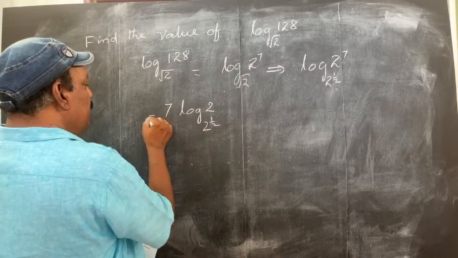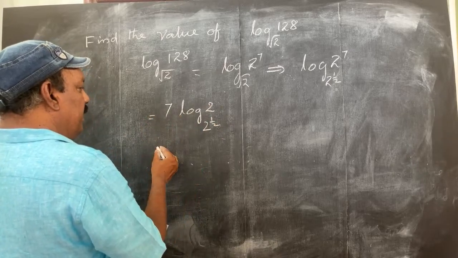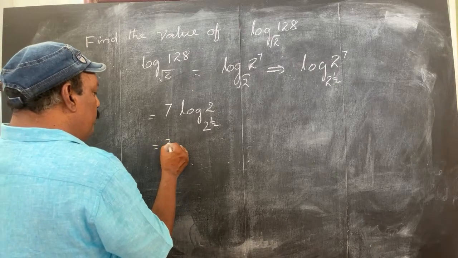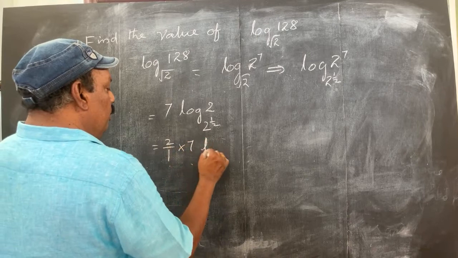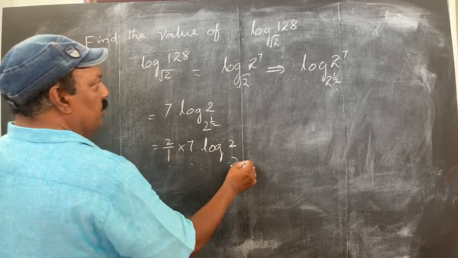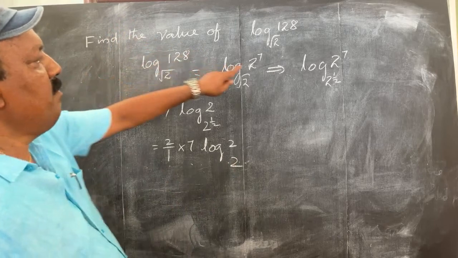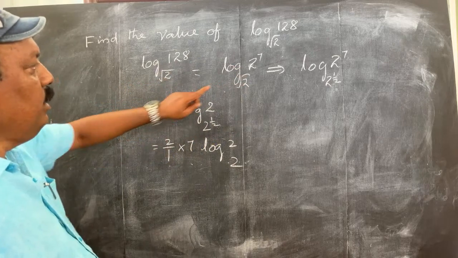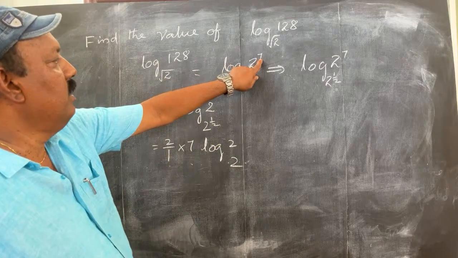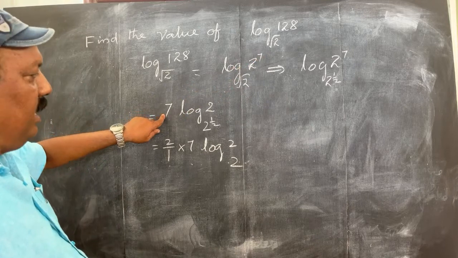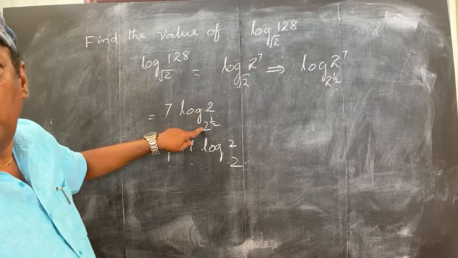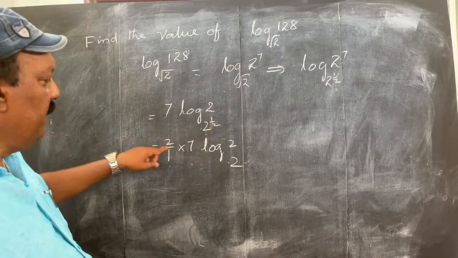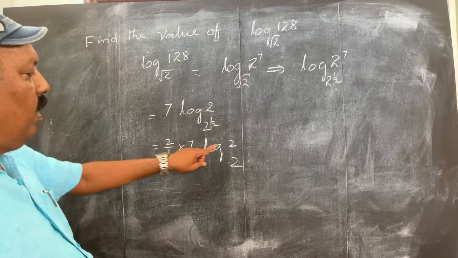Next step is the power of the base becomes the reciprocal here. Actually it is 1 by 2, but it becomes 2 by 1. So 2 by 1 into 7 into log 2 base 2. See here carefully. 128 is converted as 2 to the power of 7 and the under root is as is. The exponent became the coefficient of the log here, 7 log 2 base 2. Now the power of the base became 2 by 1, into 7, and log 2 base 2.